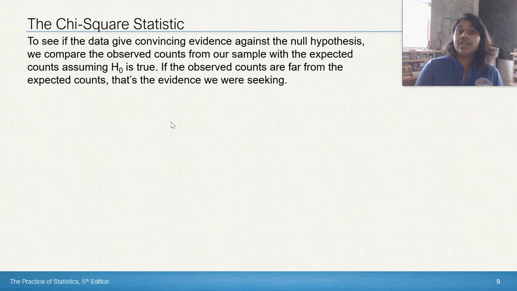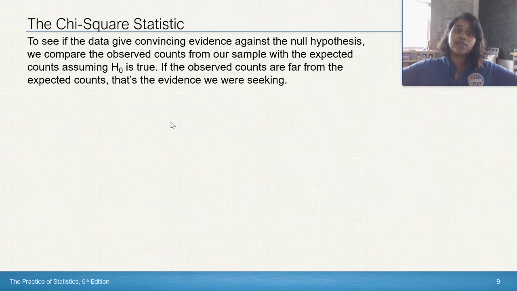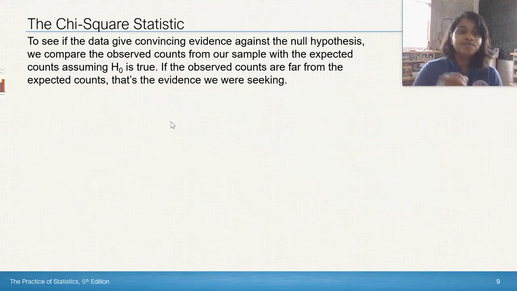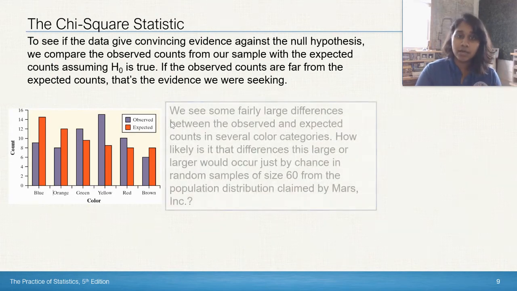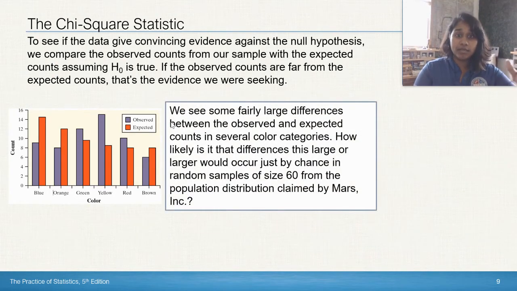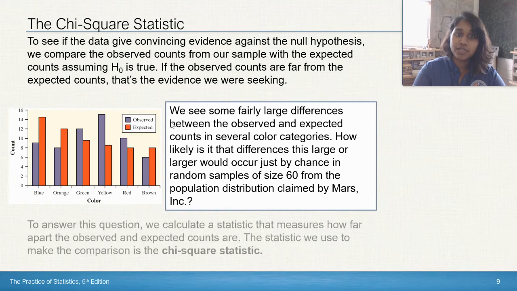To see if the data give convincing evidence against the null hypothesis, we compare the observed counts from our sample with the expected counts, assuming that the null is true. If the observed counts are far enough from the expected, that's the evidence that we're seeking, so we can reject the null hypothesis. So if we look at it visually, can we really say that there is a distinct difference between the observed and the expected? That's not enough for us. So we could maybe notice some things. You could read through this little paragraph for yourself to see.